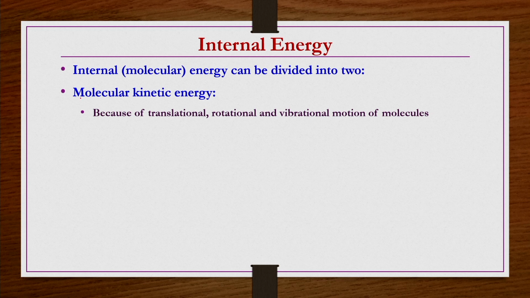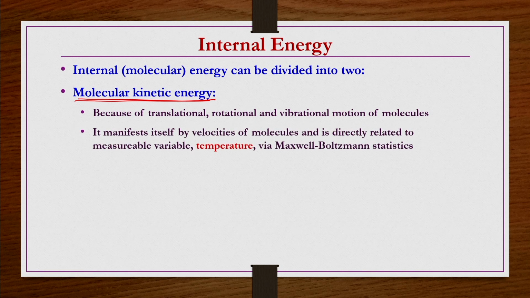Please be careful, this is the molecular kinetic energy, that is, the kinetic energy associated with the molecules at the molecular level only. It is not because of bulk motions. It manifests itself by velocities of molecules and is directly related to the measurable property temperature according to Maxwell-Boltzmann statistics. So, kinetic energy is a direct function of temperature, and the other one is the molecular potential energy.